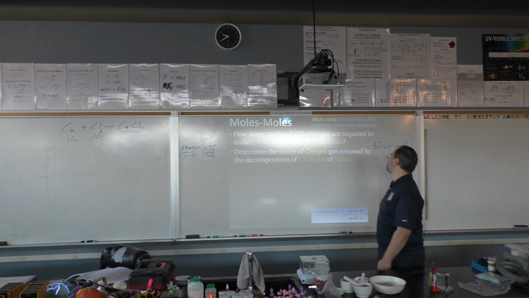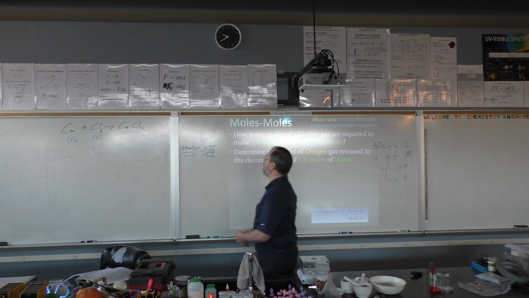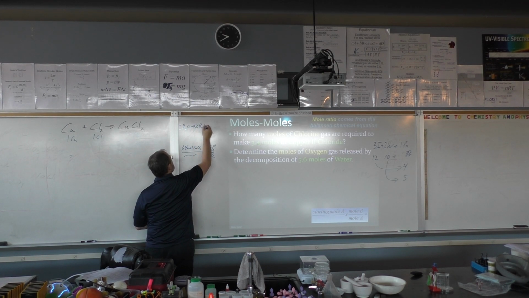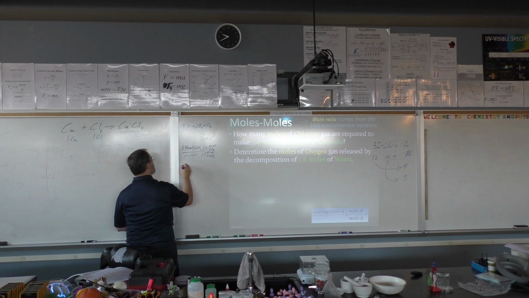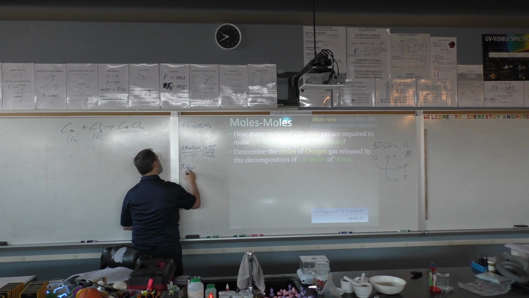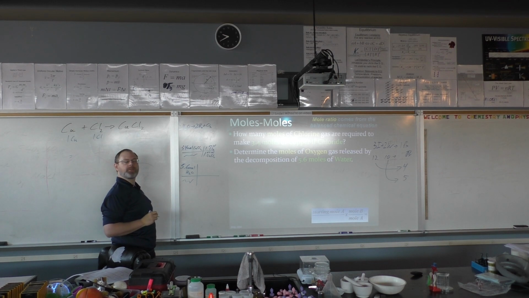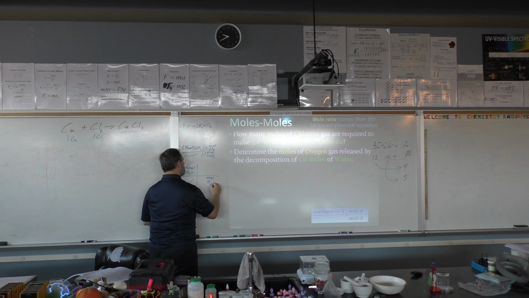Determine the moles of oxygen gas released by the decomposition of 5.6 moles of water. So now we're back to our 2H2O breaking down into 2H2 plus a single O2. How many moles of oxygen are released by the decomposition of 5.6 moles of water? Now write down the mole ratio, because what we want to convert is moles of water to moles of oxygen.